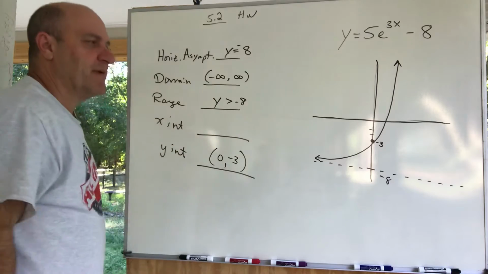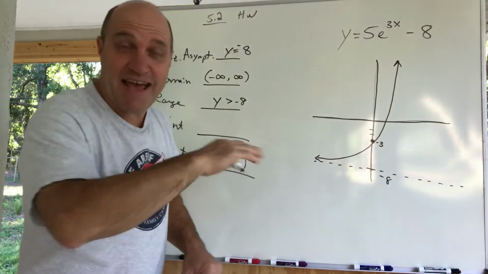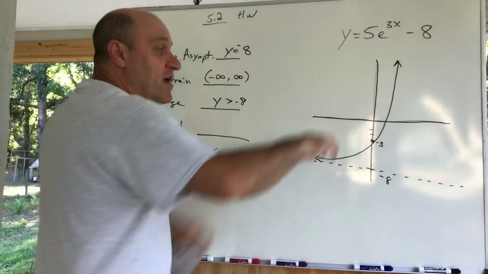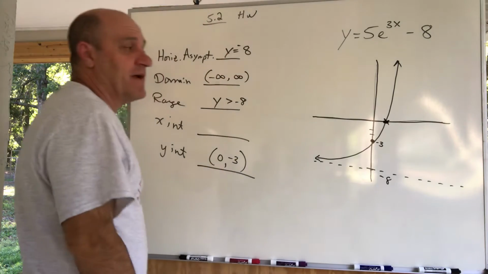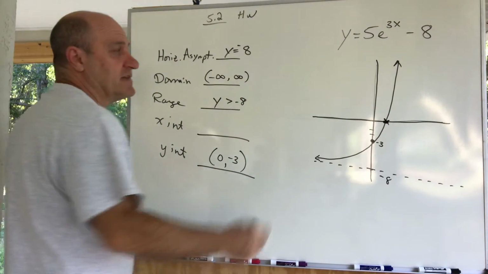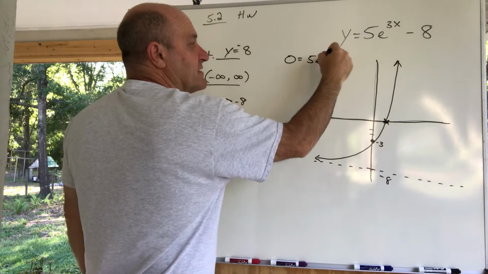The x-intercept. There is one. In the previous example, it never touched the x-axis. The answer would have been none. But because we shifted this down, there is an x-intercept right there. And of course, how do you find an x-intercept? You let y equals 0, and you solve for x.